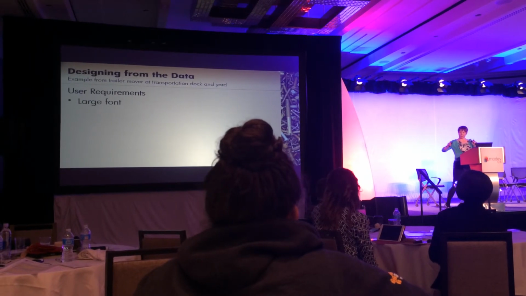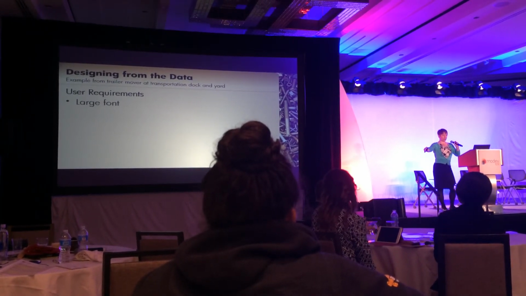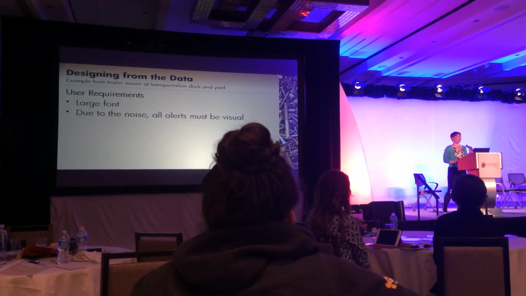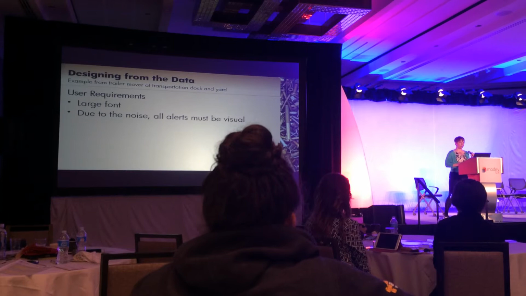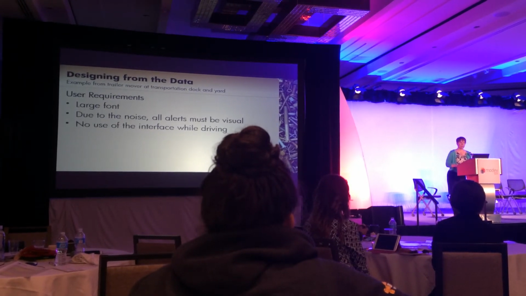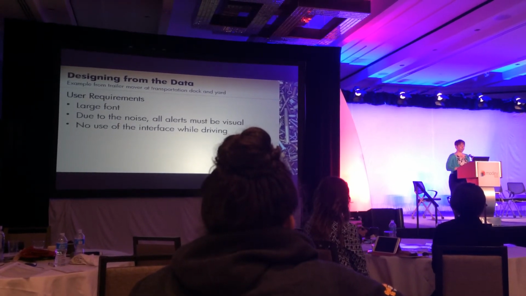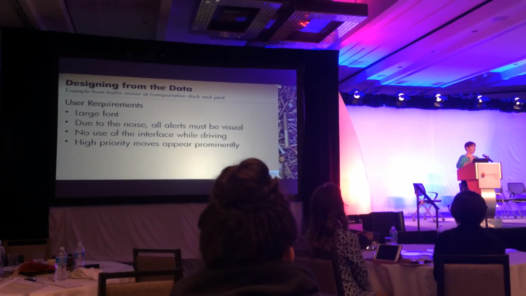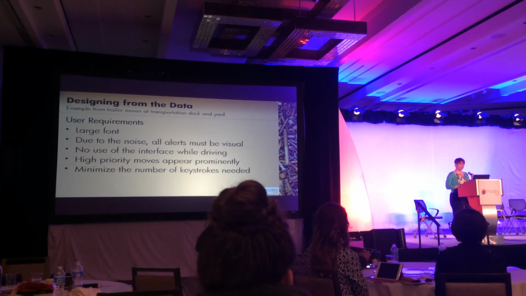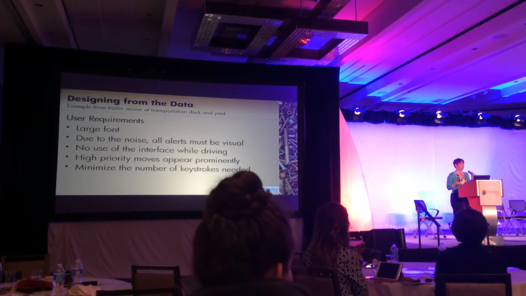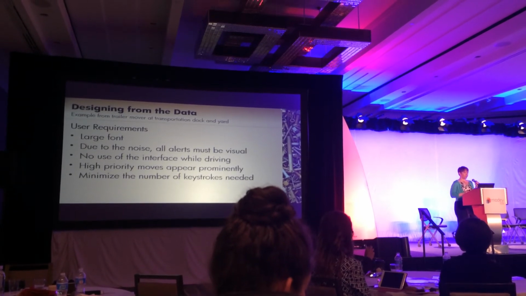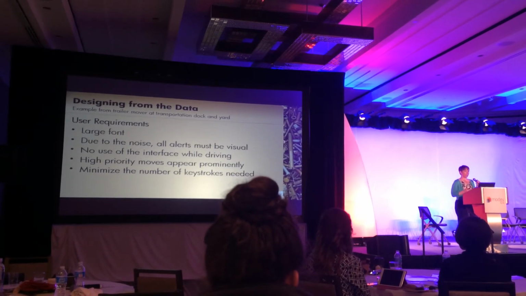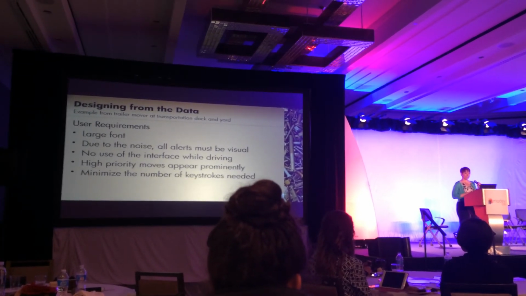So it was away from the steering wheel, so it needed to have a large font so people could read it. Noisy as heck. It had no doors, so all alerts had to be visual. Can't use the interface while driving, obviously, because otherwise things get expensive. High priority moves need to be at the top. You don't have people digging for information you want them to see. And of course, you need to minimize the number of keystrokes. Now, this research was done on a midsummer day, so it was hot. But I found that in the winter, they wore 2 pairs of gloves.